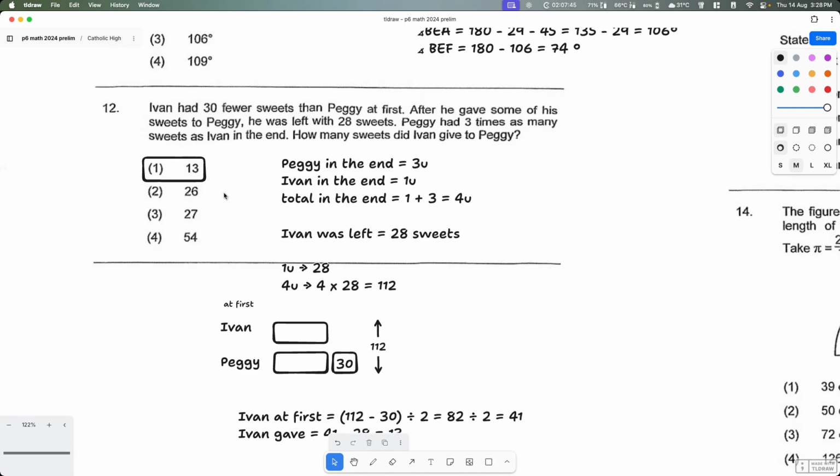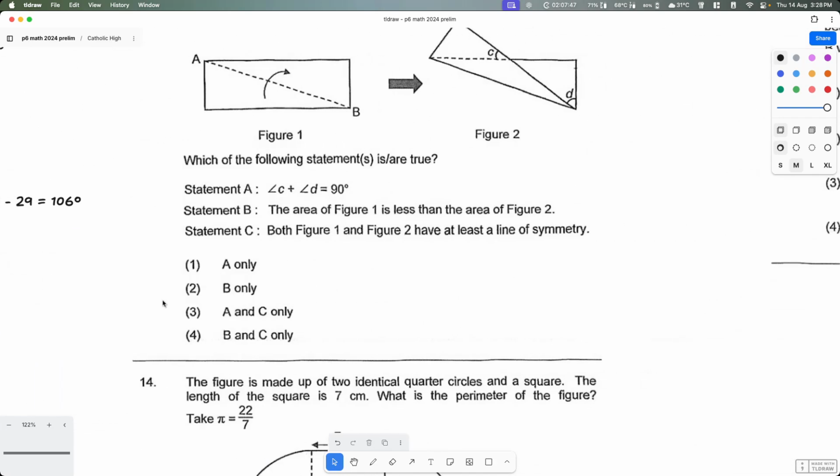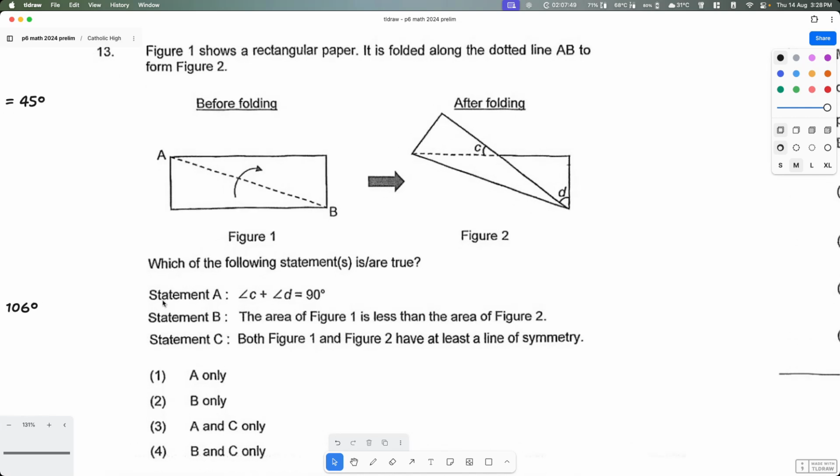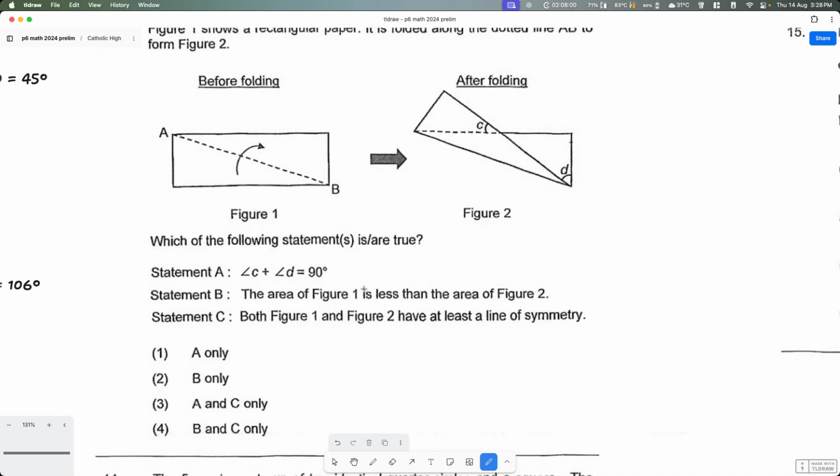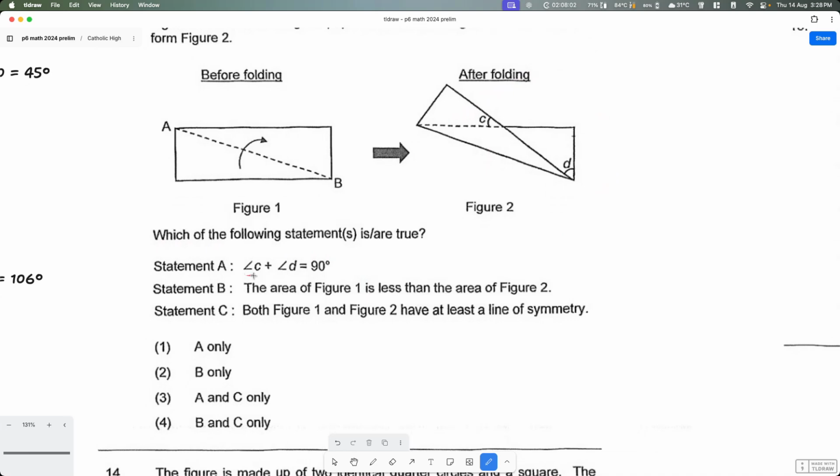All right, let's move on to the next question. Question 13. Figure 1 shows a rectangular paper. It is folded along the dotted line AB to form figure 2. That's what I see over here. Okay, so which of the following statements is true? C plus D is equal to 90 degrees.